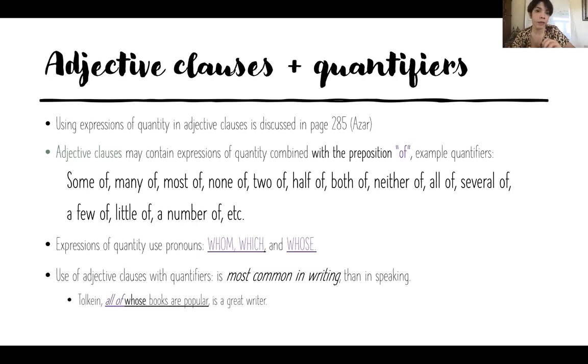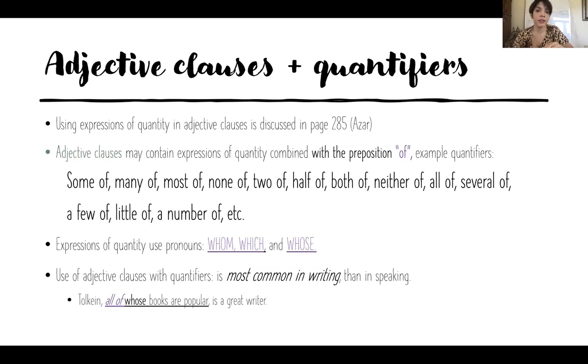So then our quantifying phrases inside of our adjective clauses look something like this: some of, many of, most of, none of, two of, half of, both of, neither of, all of, several of, a few of, little of, and a number of, etc. So you get the picture. It's an expression of quantity that is combined with a preposition.